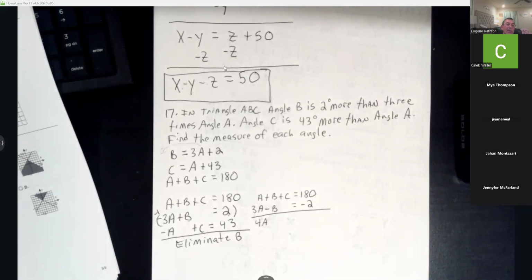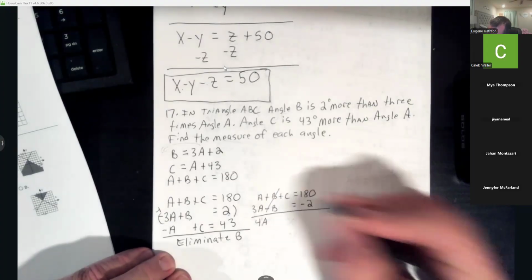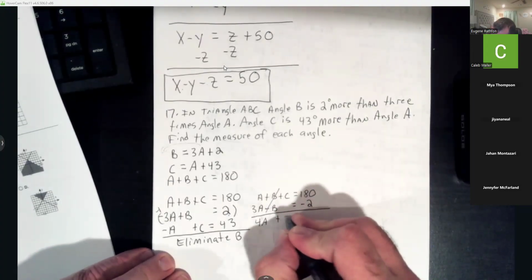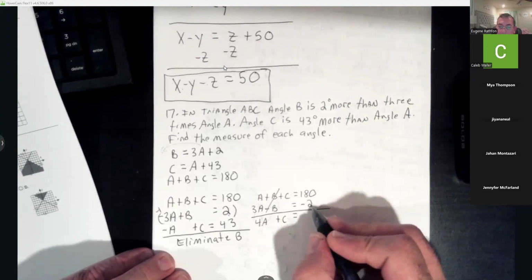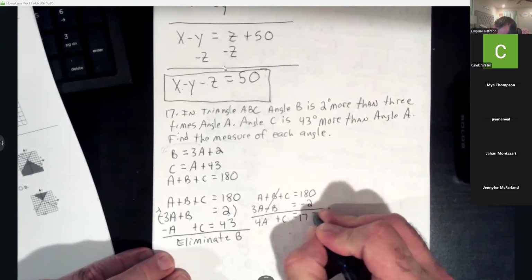Yeah, this will be on the quiz. Everything I'm doing, these 20 questions I'm doing today will be the same 20 on y'all's quiz and your test, okay? All right, y'all, the B's canceled. That brings down to C. 180 minus 2 is 178.